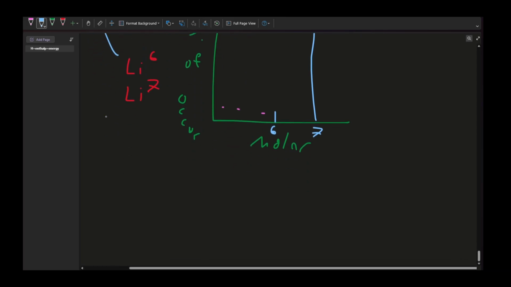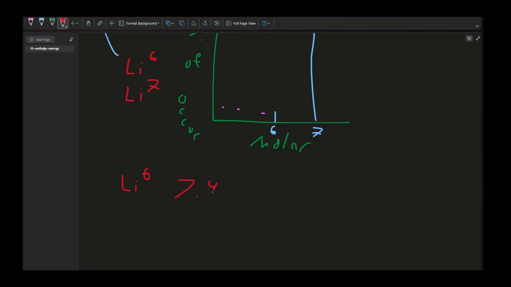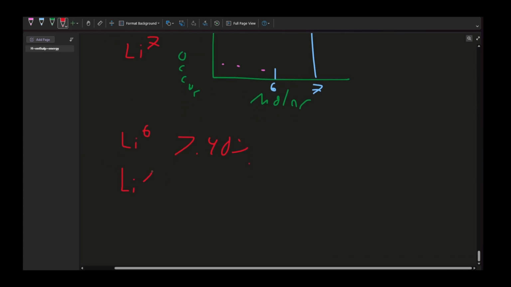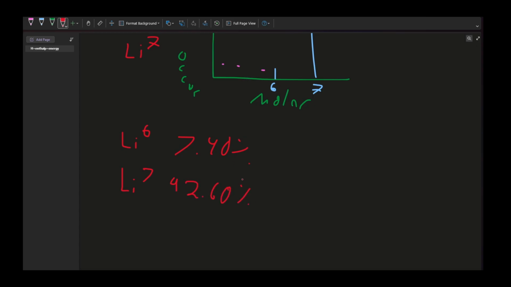So lithium 6, lithium with a molar mass of 6, has a 7.4% abundance, and lithium 7 has a 92.6% abundance. I shouldn't have drawn these last digits for sig figs. We're not going to worry about those right now. I'm going to do a whole separate video on sig figs later.